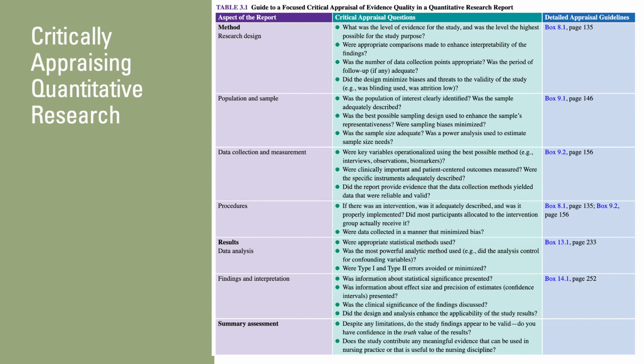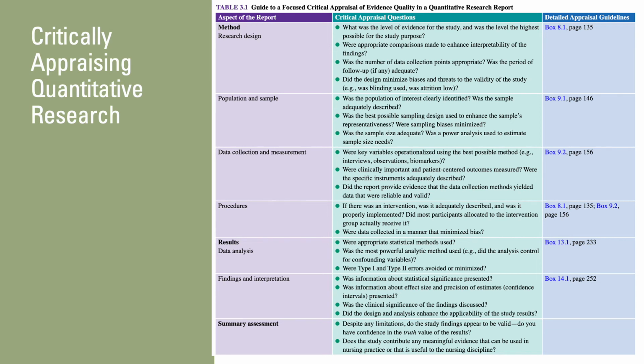When you're doing the critical appraisal of your research, one of the things I want you to do is look at the research design, and you might ask yourself, what was the level of evidence for the study, and was the level the highest possible for the study purpose? What were the number of data collection points? Were they appropriate? What period of follow-up, and was it adequate? And did the design minimize biases and threats to validity? As you go through this, what you will see is that in future chapters, there's more detail about each of these elements.